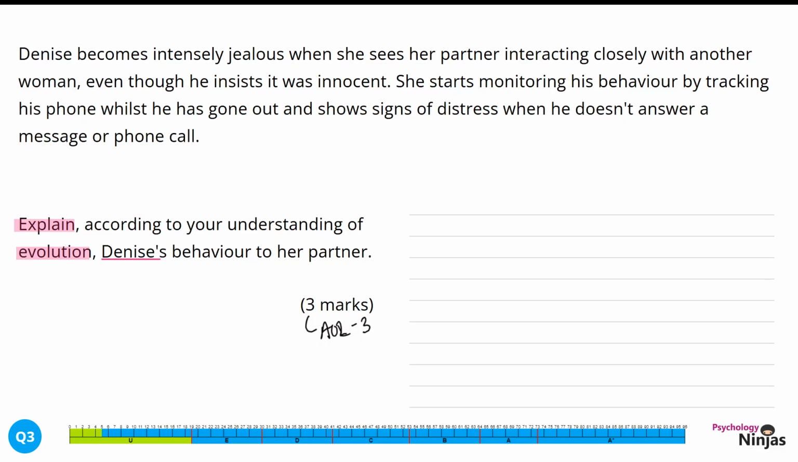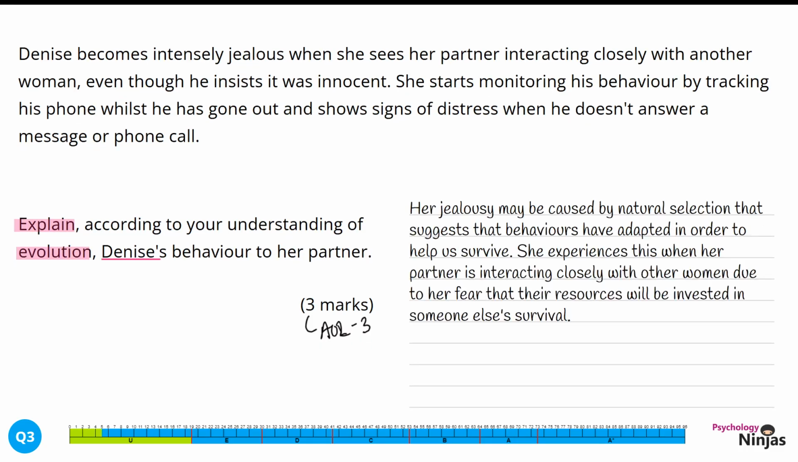Here's our response. Her jealousy may be caused by natural selection that suggests that behaviours have adapted in order to help us survive. She experiences this when her partner is interacting closely with other women, due to her fear that their resources will be invested in someone else's survival.